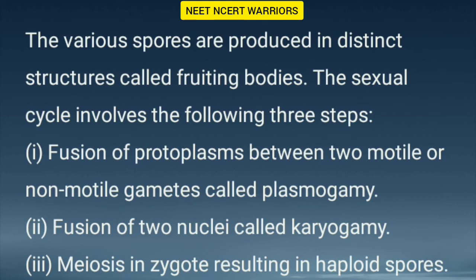The sexual cycle involves the following three steps. Number 1, fusion of protoplasm between two motile or non-motile gametes, called plasmogamy. Second, fusion of two nuclei, called karyogamy. Third, meiosis in zygote resulting in haploid spores.